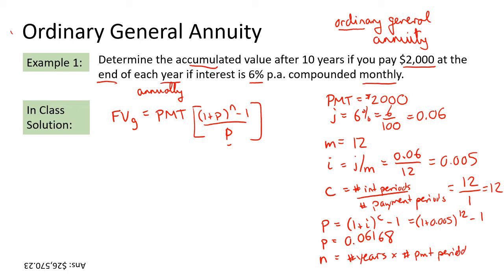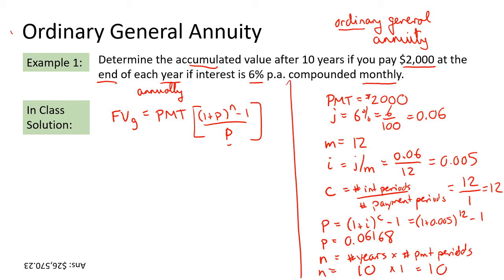Remember, we're looking for how many times we've made payments. So N is equal to 10 years, and we have 1 payment period a year. So N is 10. Now we have calculated all our values.